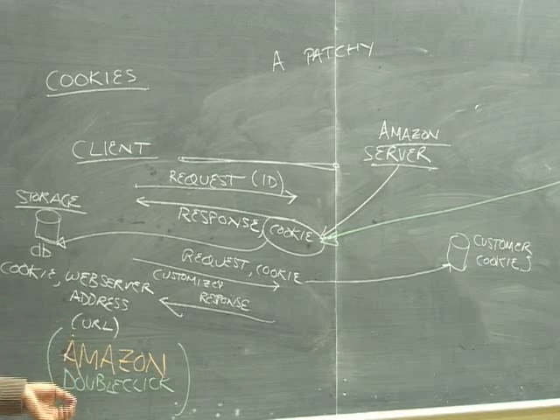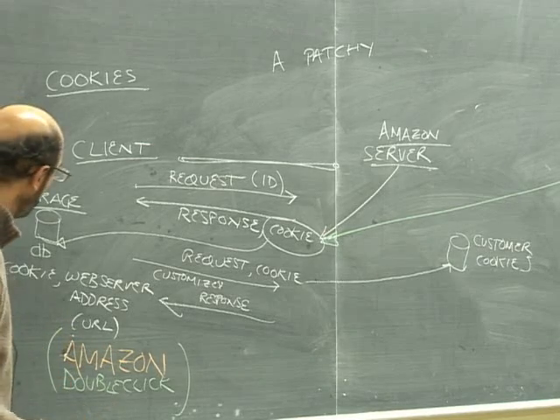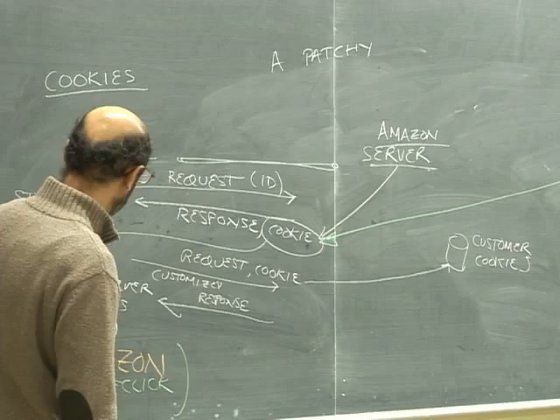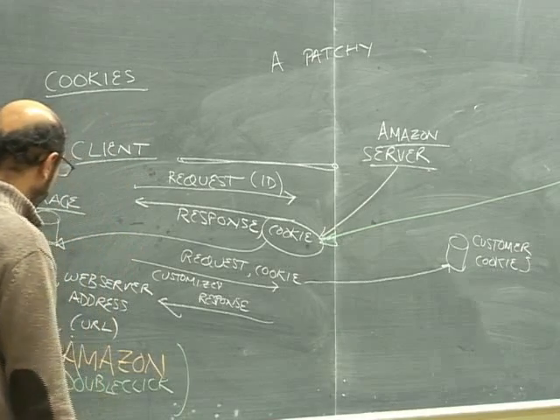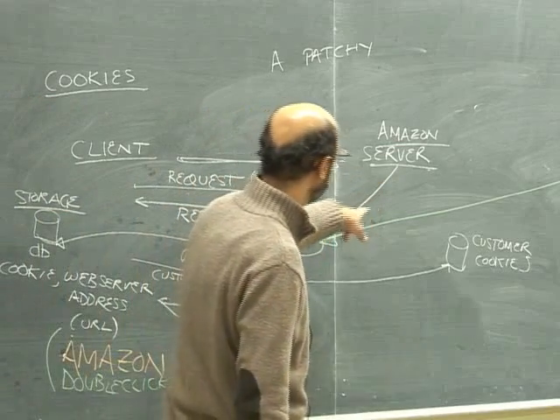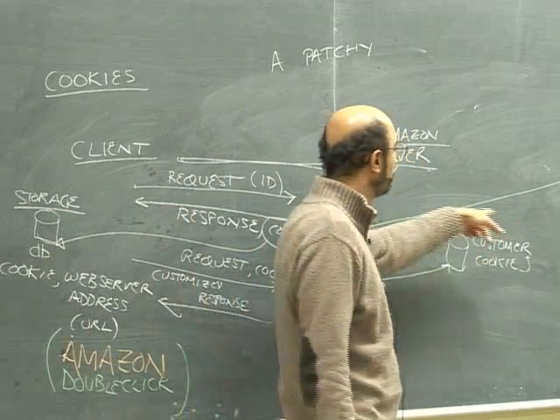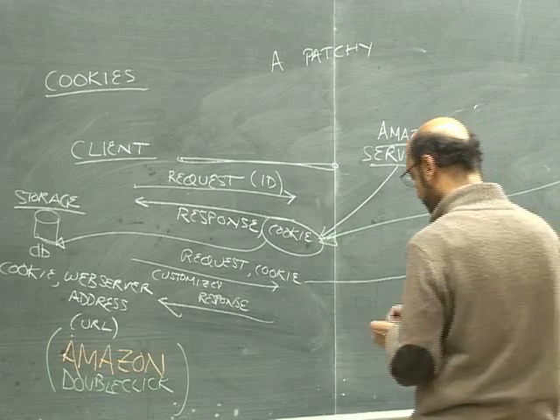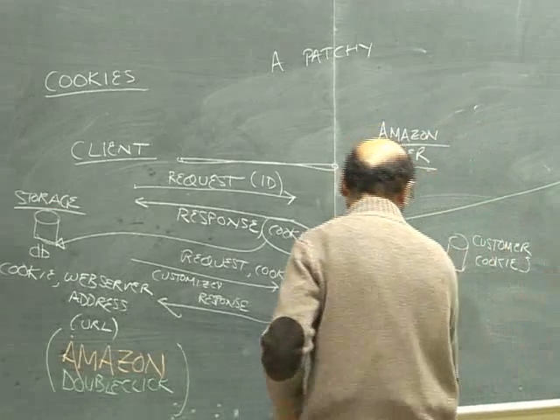Now, why is it a problem? Well, the problem is that now when you come back to Amazon, you have this DoubleClick cookie, so Amazon is going to tell DoubleClick essentially that you came back. But what's happened is, let's say you go to some other website, let's say you go to CNN.